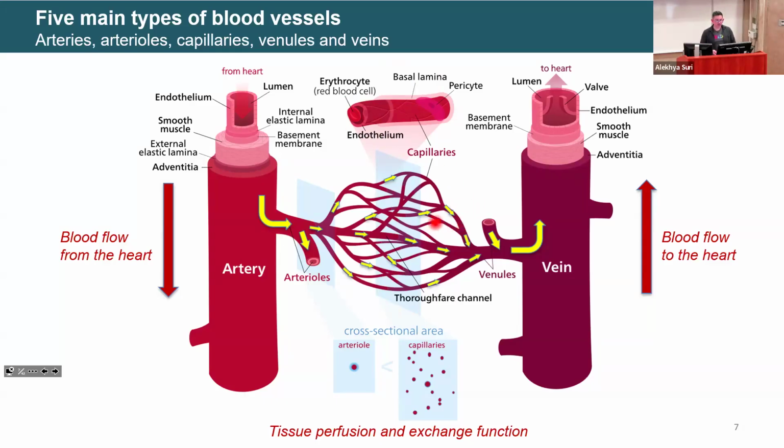Capillaries then drain into venules. Venules merge together to form larger veins, and then the veins basically bring blood back to the heart, right? And we are going to talk a little bit about how the capillaries mediate the exchange of materials later in the lecture.